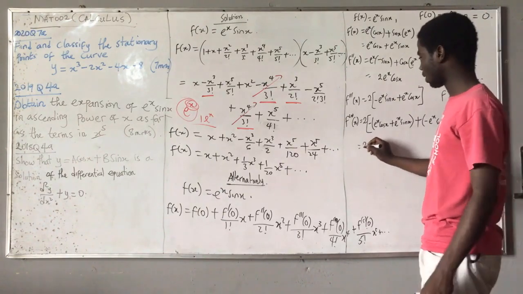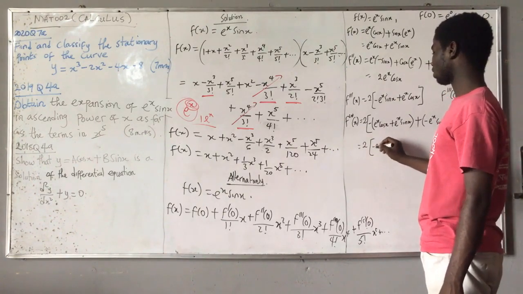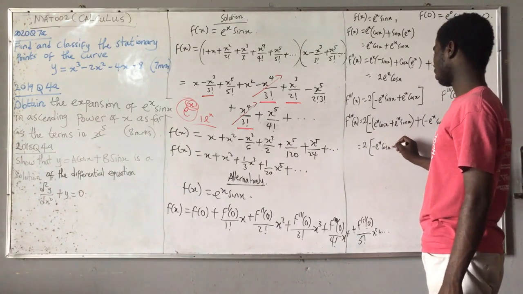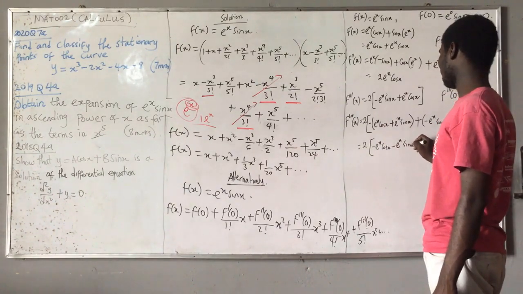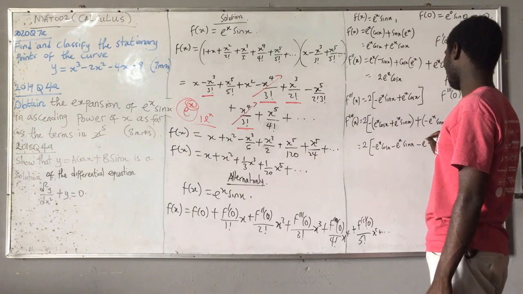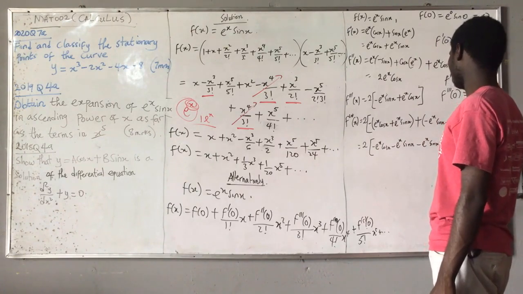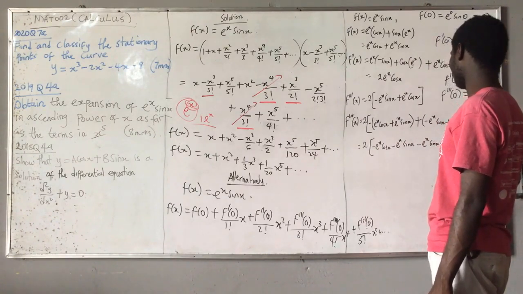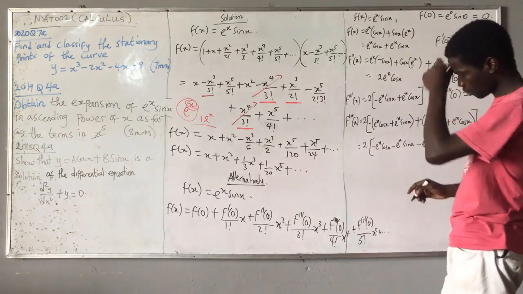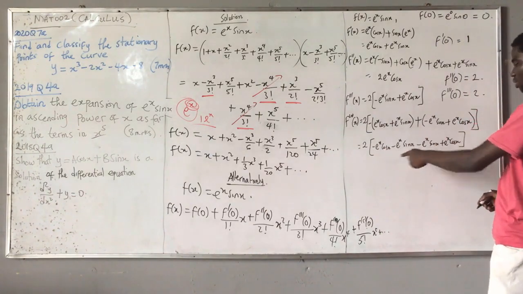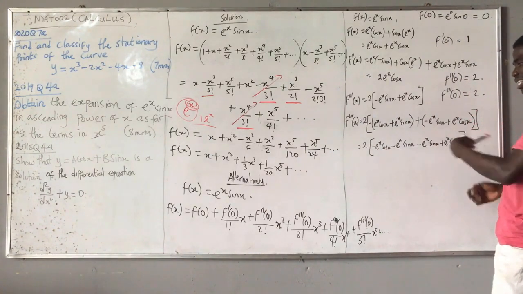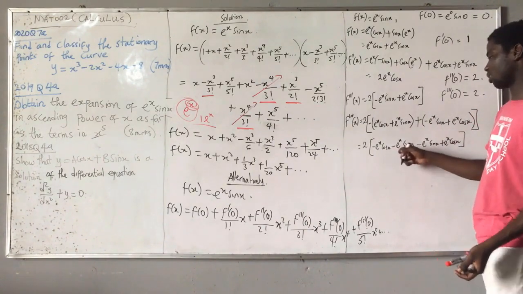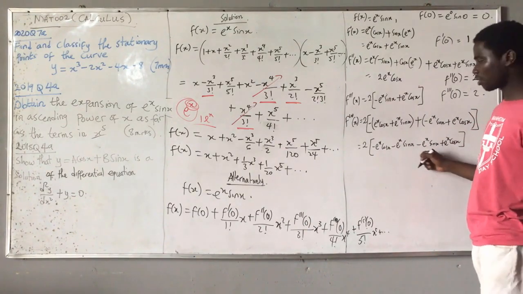So let me open the bracket. This is minus e raised to power x cos x minus e raised to power x sin x minus e raised to power x sin x plus e raised to power x cos x. So minus e raised to power x cos x plus e raised to power x cos x is out. That's 0. I'm left with these two things. This one plus this one will give me minus 2.